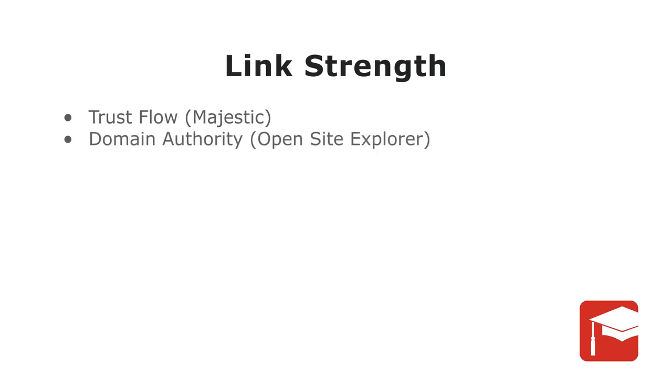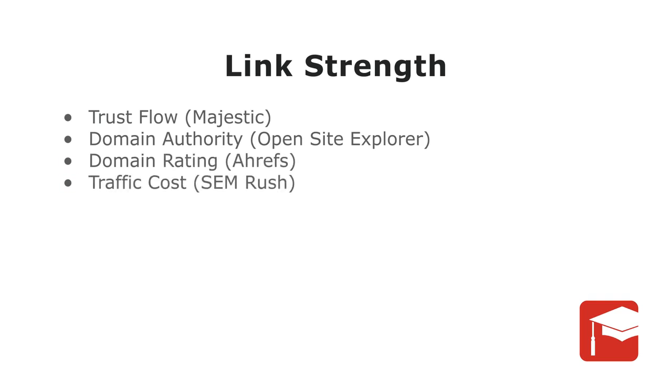And so there are a few ways to measure the strength of your backlink. And since PageRank is no longer a viable option for measuring the strength of a backlink, we have to use third-party metrics to get a general idea of how strong all of your link opportunities are. And so the first third-party metric you can use is trust flow, which comes from Majestic. The second is domain authority, which comes from Open Site Explorer, or also Moz. The third is domain rating, which comes from Ahrefs. And the fourth is traffic cost, which comes from SEMrush.